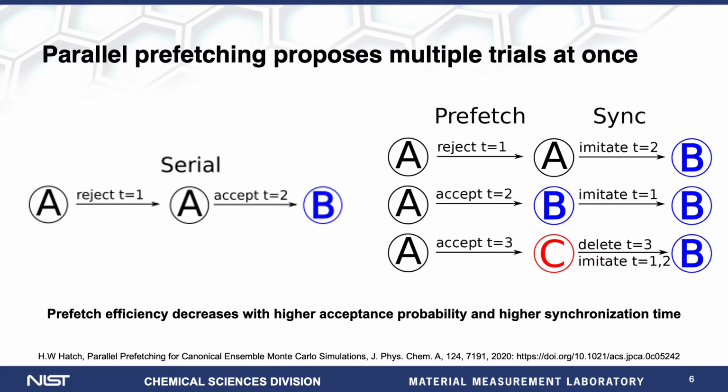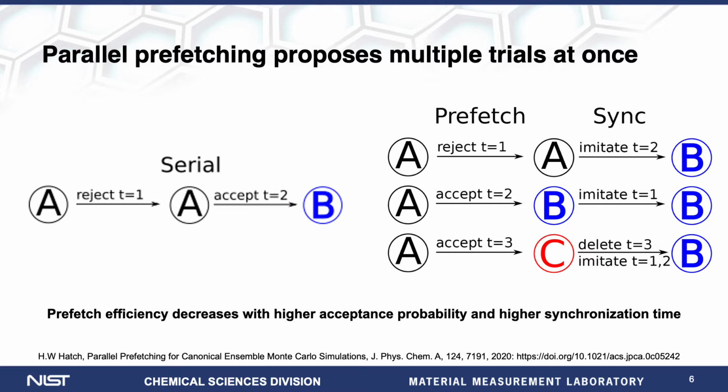Now that I've introduced a few other parallel algorithms, let's discuss prefetching in a Monte Carlo simulation. Instead of attempting one trial perturbation at a time in serial, with prefetching we attempt multiple trials simultaneously. So for comparison, let's start with the serial example. Trial 1 is attempted from state A and is rejected, so we stay in state A. Then trial 2 from state A is accepted, and we move to state B.